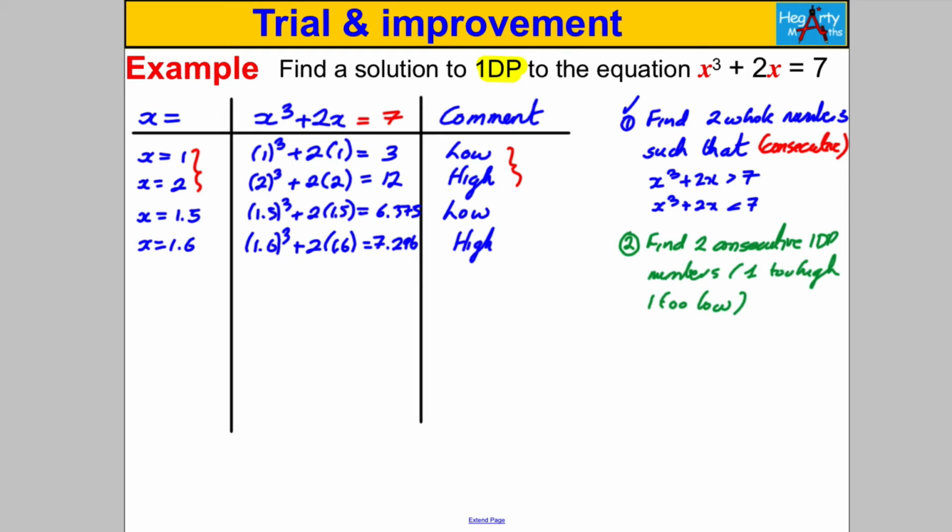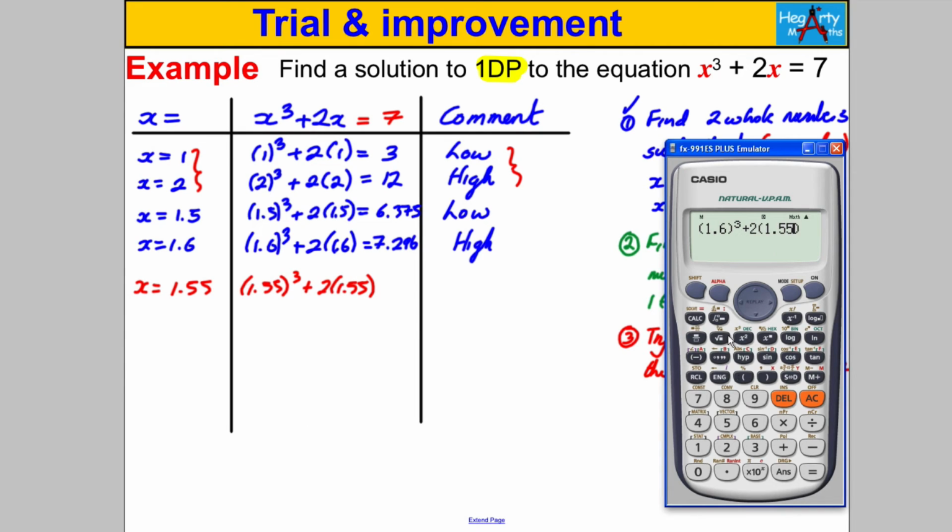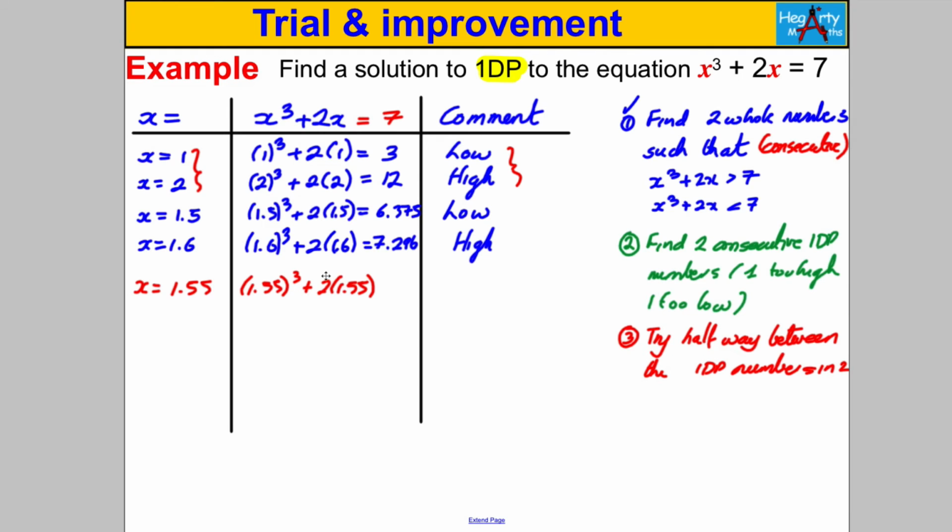And my third and final step is to try halfway between the 1dp numbers in 2. Now I must always do this last step. Halfway between 1.5 and 1.6 is equal to 1.55. So I must try that. I always must finish on that. So 1.55 cubed plus 2 times 1.55. And I get my calculator out. I can write here 6.82, and that's too low.